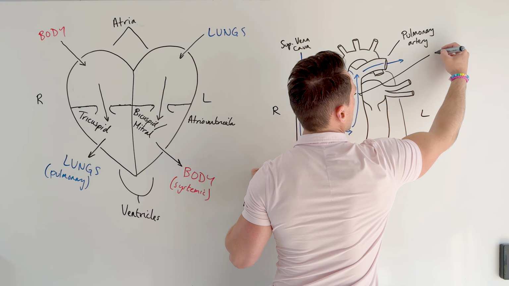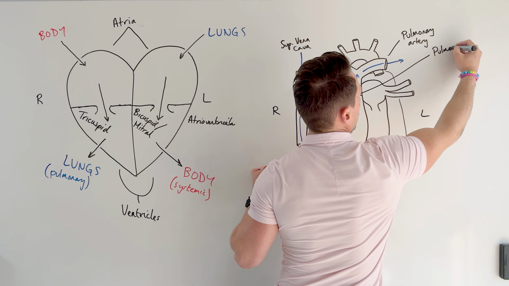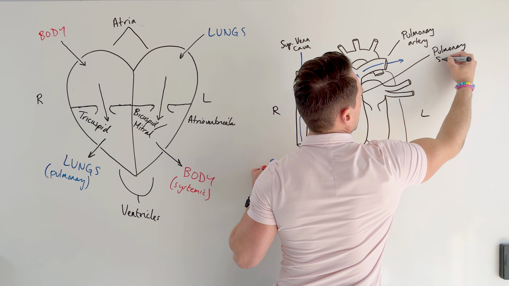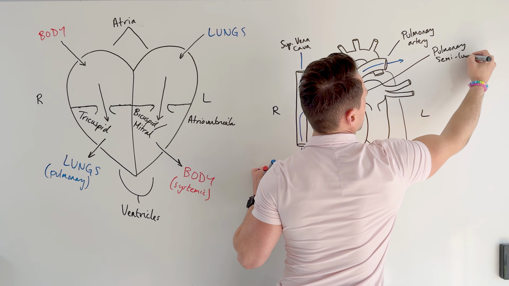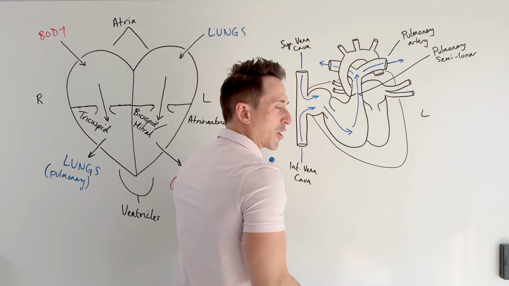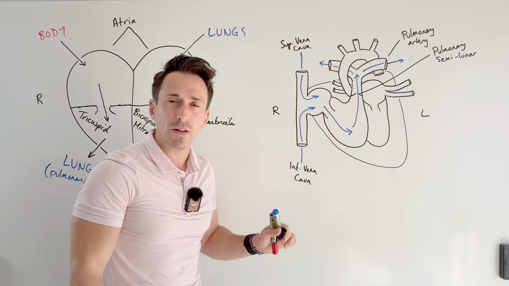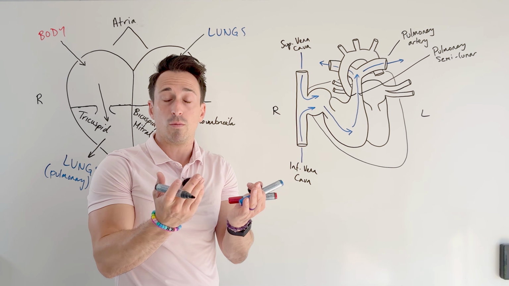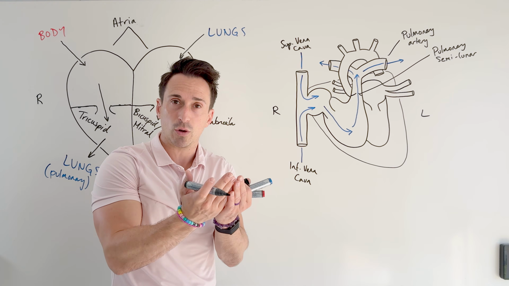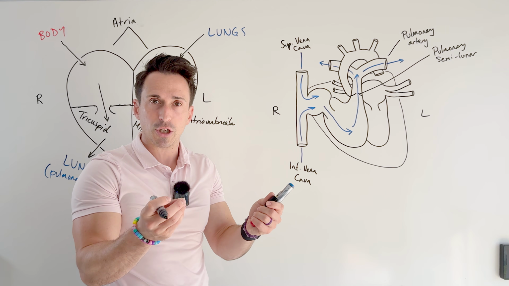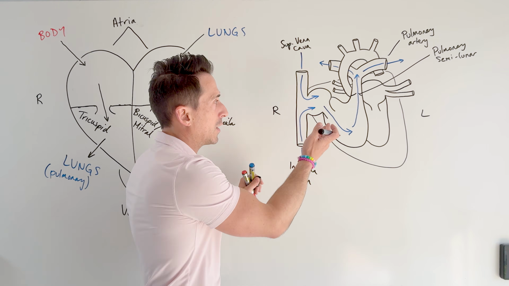So let's do it like this. The pulmonary semilunar. What does semilunar mean? It means like a crescent moon, and that's what it looks like. When you have a look at it, not even under the microscope, but when you just have a look at it inside of a dissection, it looks like a crescent moon, these valves, right?